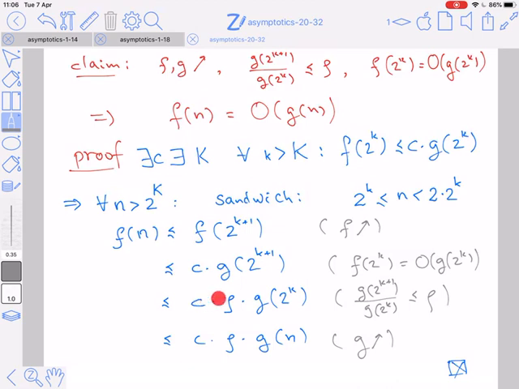Now, I know that g is well behaved. When I multiply the argument by 2, the value doesn't increase by more than a factor of rho. So I get this thing. So I just use this assumption over here. And now, I know that g of 2 to the power of k is bounded by g of n. This is because g is monotonically non-decreasing. So you see, f of n is bounded by some constant. The constant now is c times rho. This is my new constant.